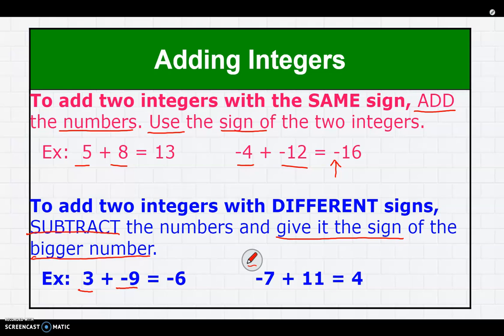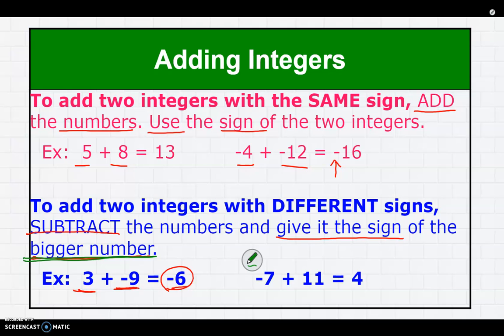So subtract. So we take 9 minus 3 and get 6. And we're going to use the sign of the bigger number. So 9 is bigger than 3, but the 9 was negative. So our final answer is negative -6. Now I know that can be confusing because typically we know that 3 is bigger than -9, technically, right? So the wording when it says bigger number can be a little confusing. When it says bigger number, we are ignoring the signs, okay?